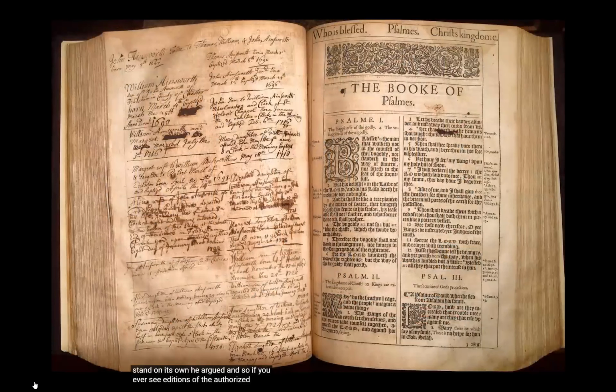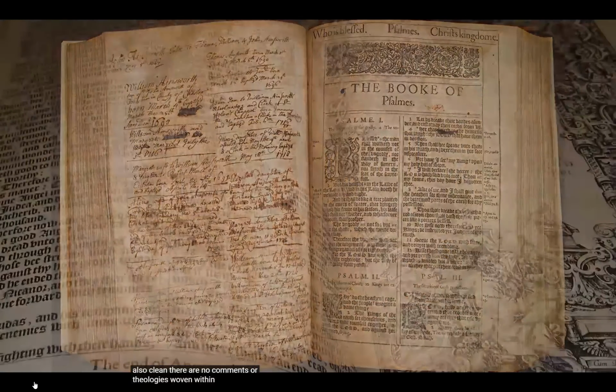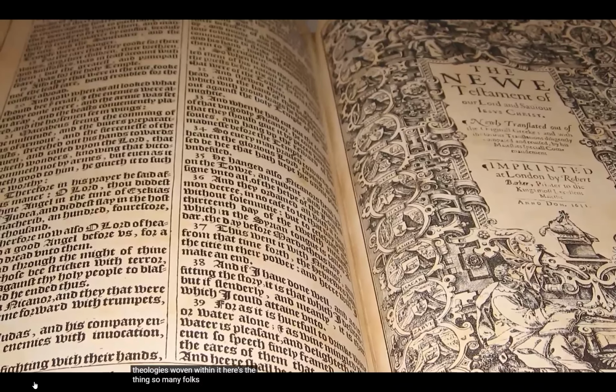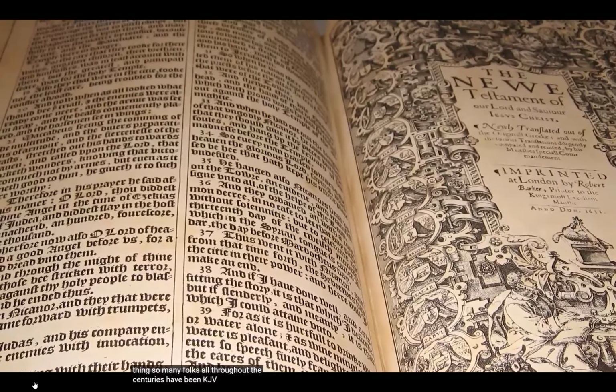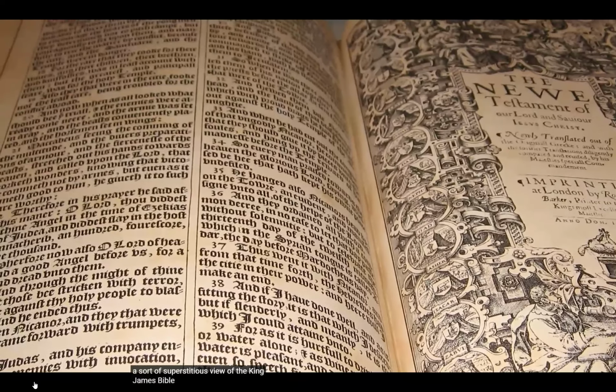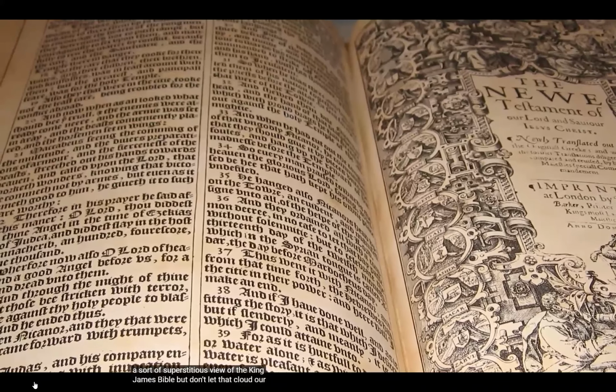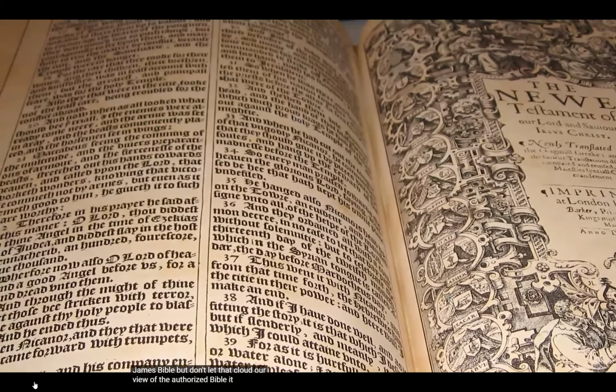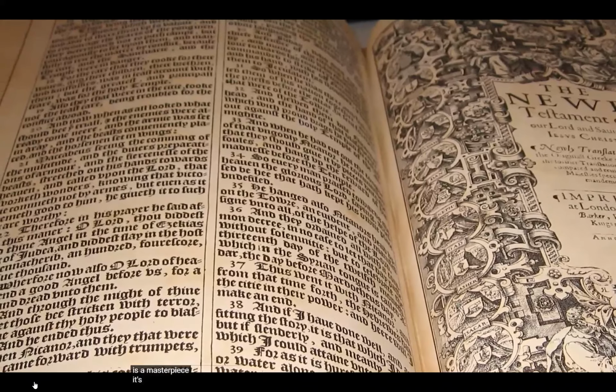And so if you ever see editions of the authorized Bible from this day and age, the translation is very, very majestic, but it's also clean. There are no comments or theologies woven within it. And here's the thing. So many folks all throughout the centuries have been KJV only. They've had a sort of superstitious view of the King James Bible. But don't let that cloud our view of the authorized Bible. It really is a masterpiece.